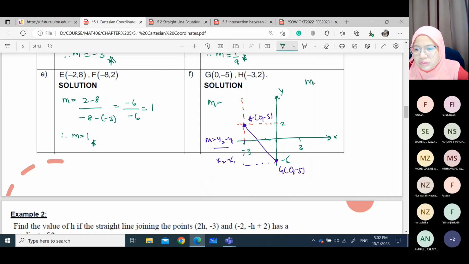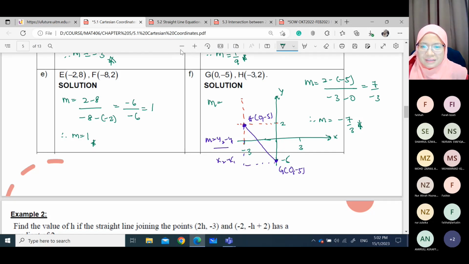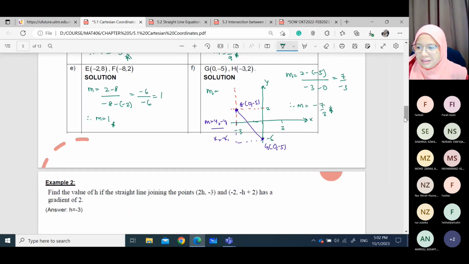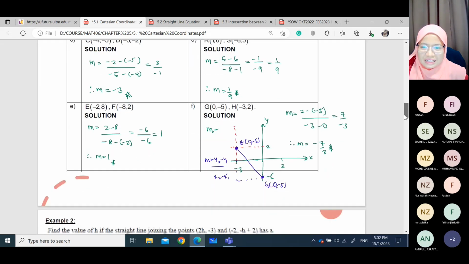So the slope is 2 minus negative 5 over negative 3 minus 0. So the answer here is negative, negative, positive. So we have 7 over negative 3. So therefore, the slope here is negative 7 over 3. Okay, can? Can. Any questions? None?